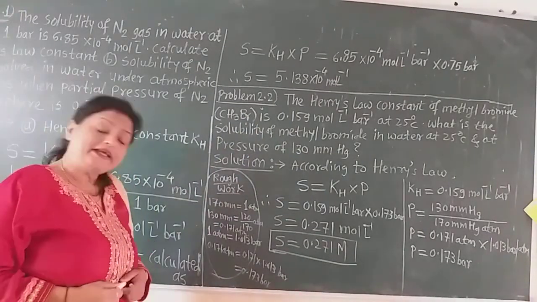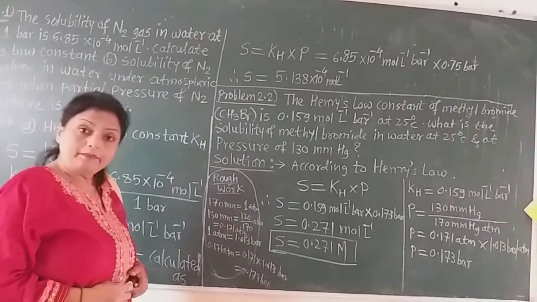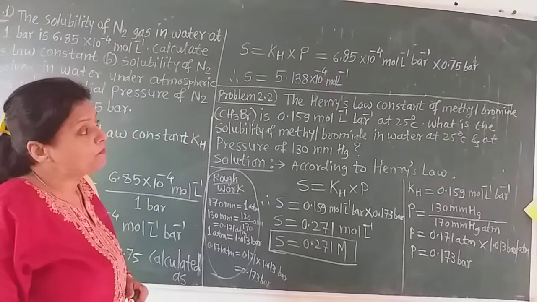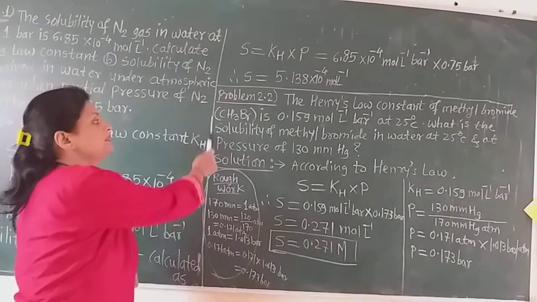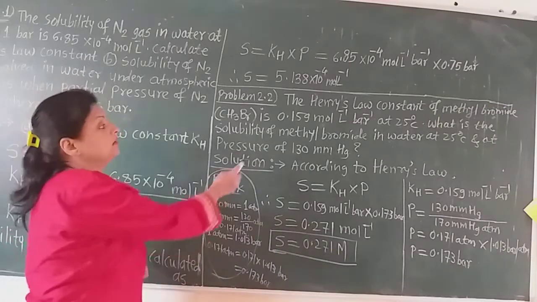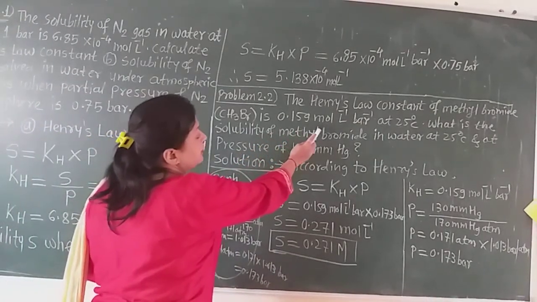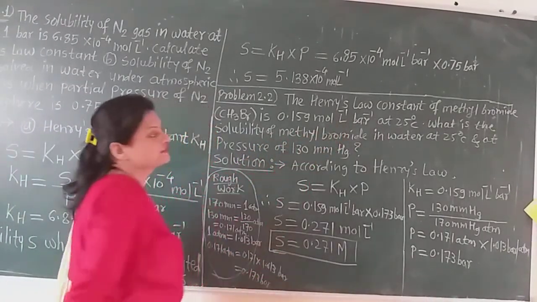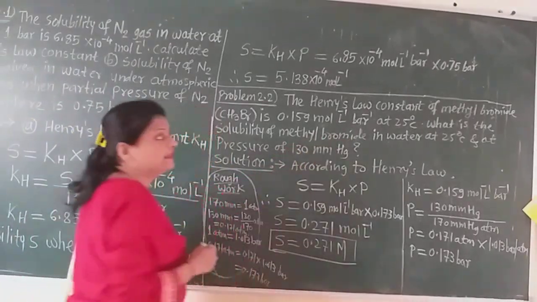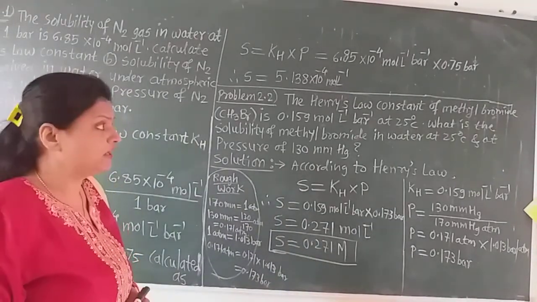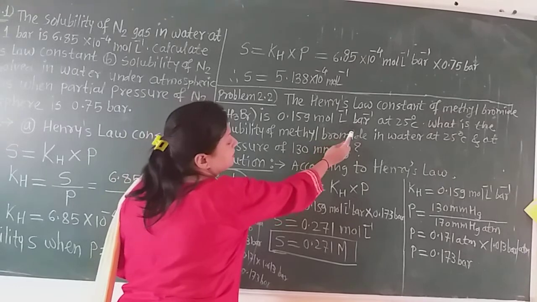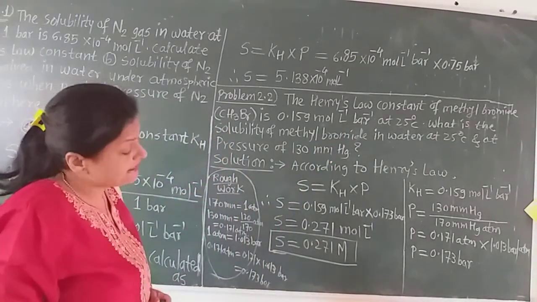Now the second numerical is also there. Problem number 2.2. The Henry's law constant of methyl bromide, CH3Br, is given as 0.159 mole per liter per bar, because this is the unit of Henry's law constant, mole per liter per bar, at 25 degree centigrade.